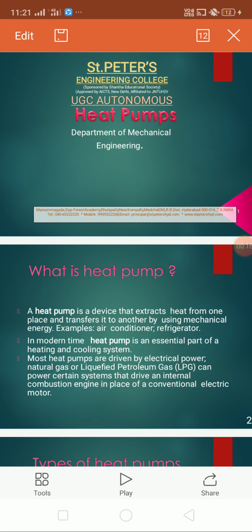It is a topic from the R&AC subject, Refrigeration and Air Conditioning. We are in the last unit, and it is heat pumps. What is a heat pump?